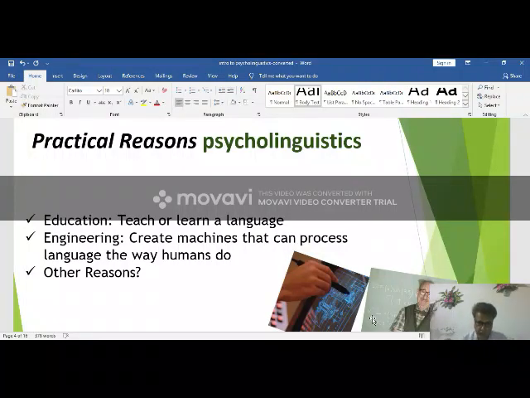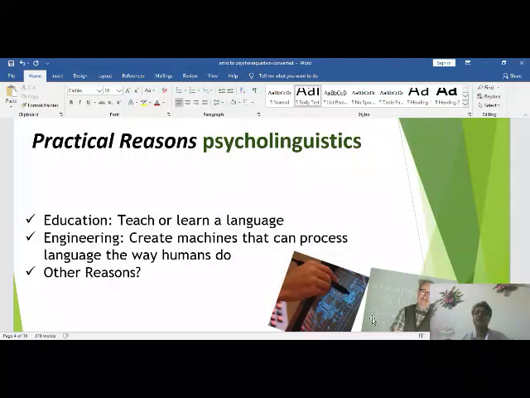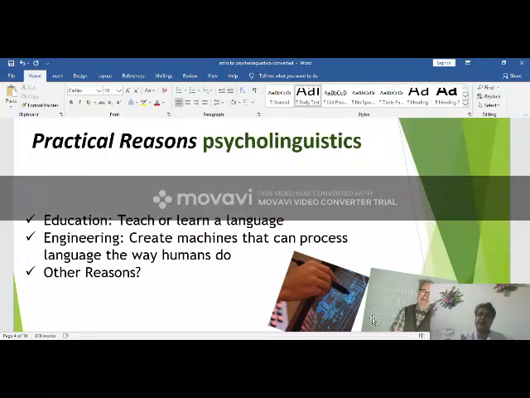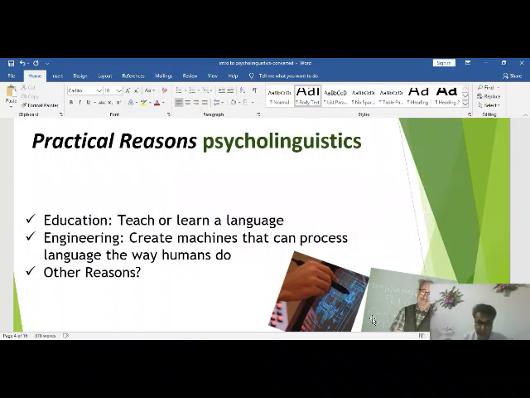For example, in education, when we teach or learn a language, if you need to teach a language effectively to students, or to learn a language effectively, you need the help of psycholinguistics, because psycholinguistics enables you to know the reasons and ways of learning and teaching language. Therefore, in education, we need it there, right?